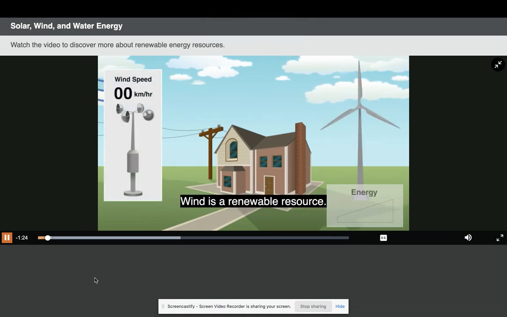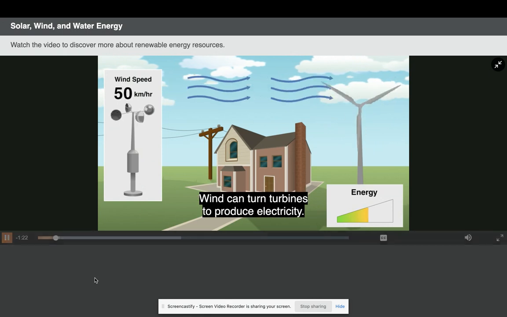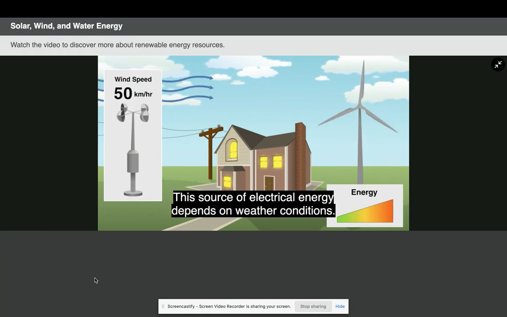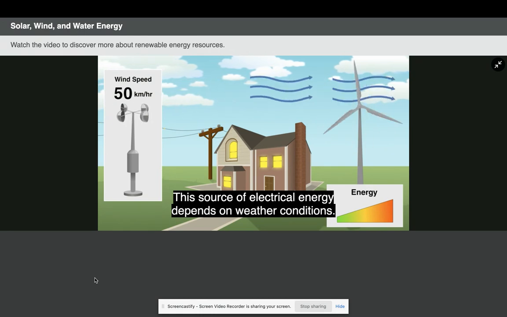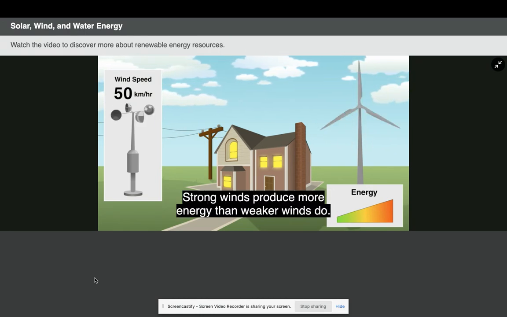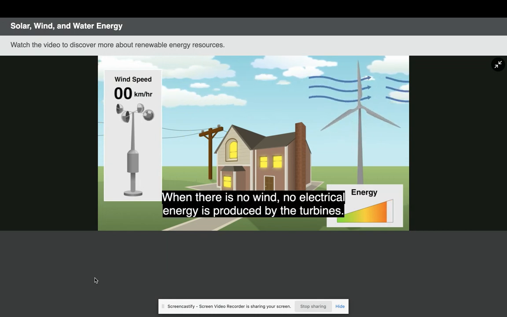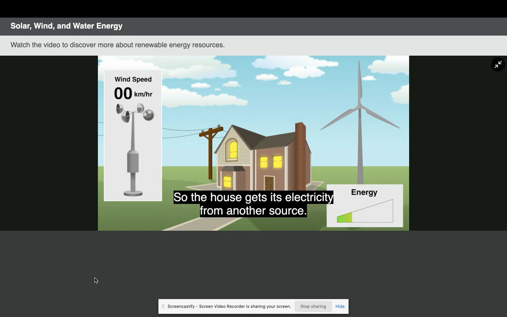Wind is a renewable resource. Wind can turn turbines to produce electricity. This source of electrical energy depends on weather conditions. Strong winds produce more energy than weaker winds do. When there is no wind, no electrical energy is produced by the turbines. So the house gets its electricity from another source.